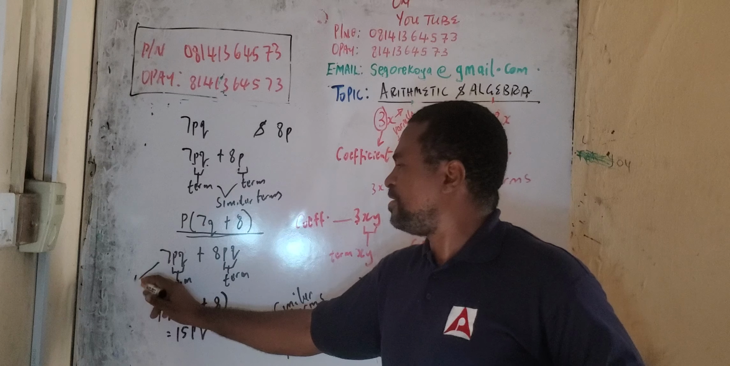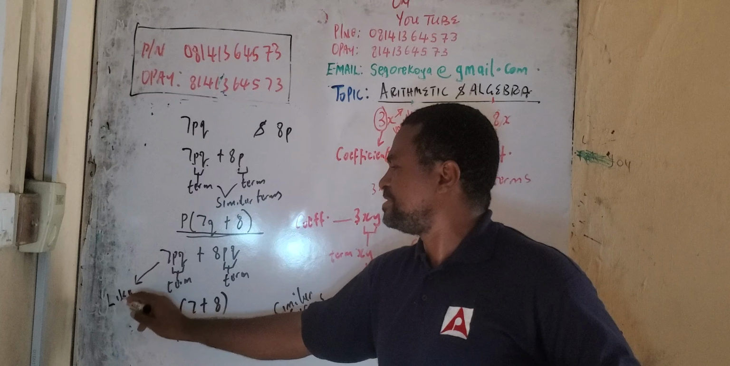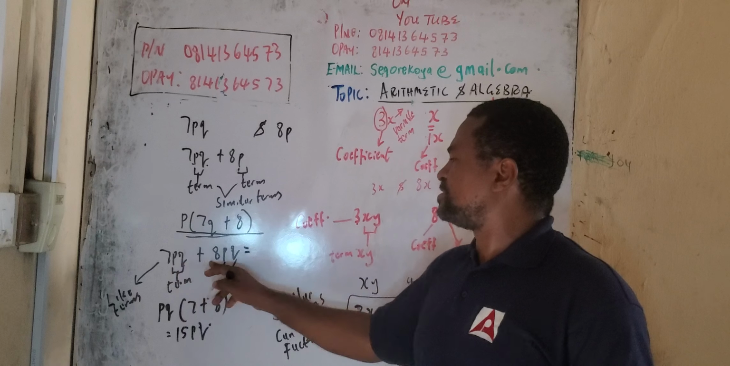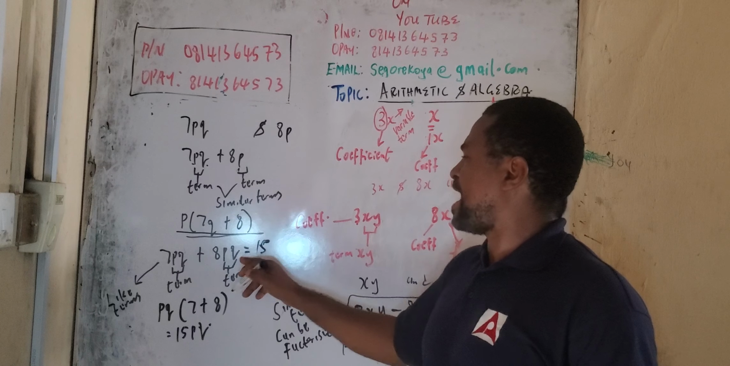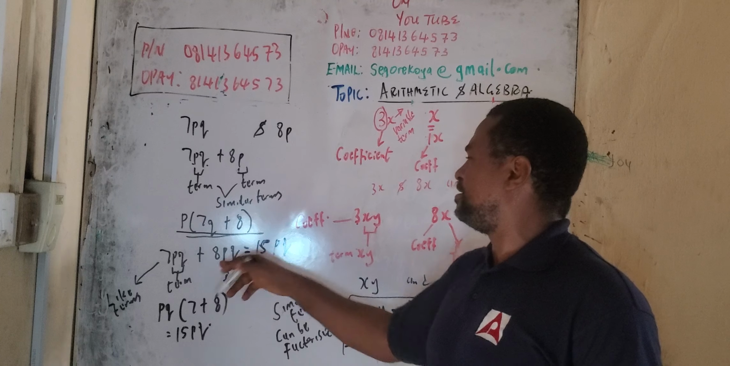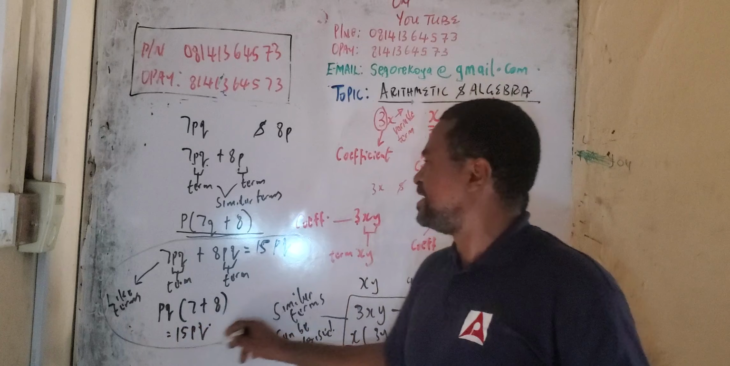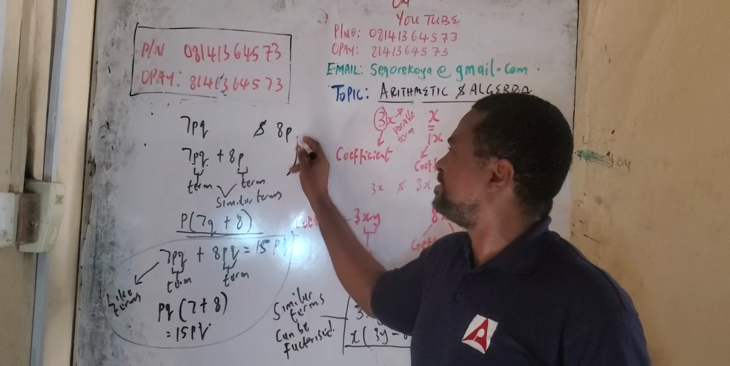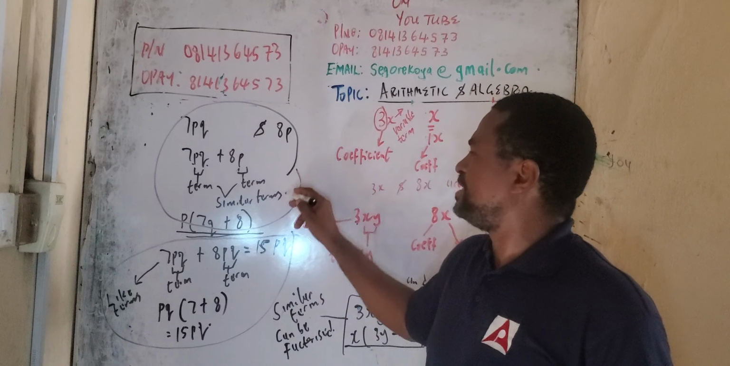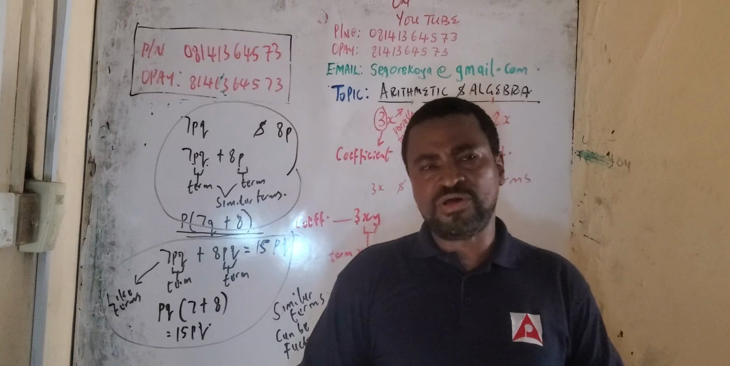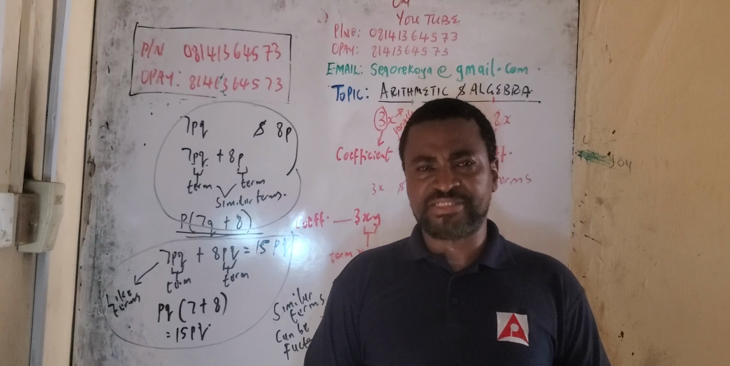These two are called like terms, because the variables we have there are the same. So like terms can be added. I can just say 7 plus 8, that's 15. Then I pick one of these variables, pq. So I have my answer concerning like terms. Then I have my answer concerning similar terms. I believe that you can differentiate between what is called like terms and similar terms.